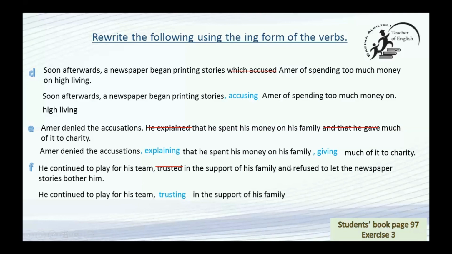The third one, and here we don't have a subject, so we have to omit the linking word and the main verb, put a comma and the main verb in the ing form. It becomes refusing, then we have to continue the rest of the sentence.